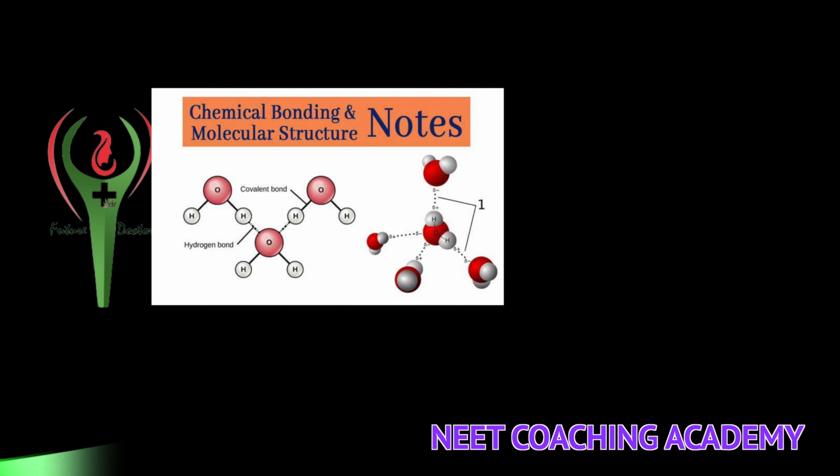This picture shows a strong bond, a sigma bond formed by the overlap of two p orbitals. And this picture shows a weak pi bond formed by the overlap of two p orbitals. So now we are going to look into the chapter Chemical Bonding and Molecular Structure.